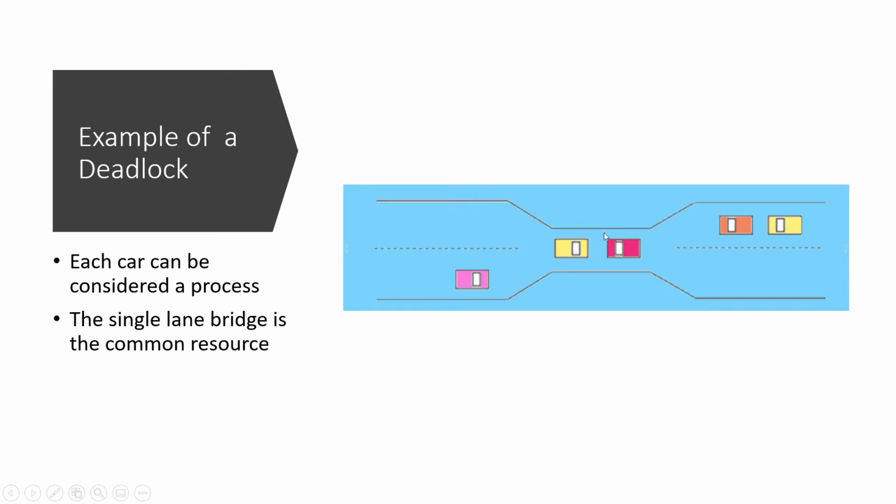So here we have a bridge. It's a single lane and one-way bridge, and then the cars can be considered as processes. So when the yellow and red car both come onto the bridge in opposite directions at the same time, they get blocked, so a deadlock has occurred. And you can note that if this red car had not come, then there would have been no deadlock. So a specific condition had to be met for the deadlock to occur.